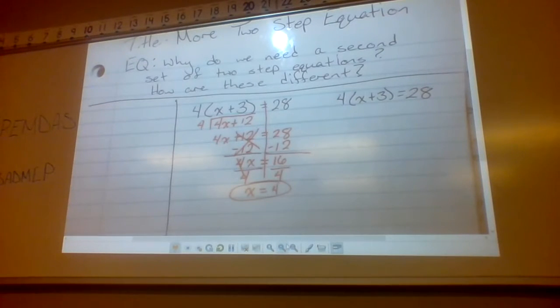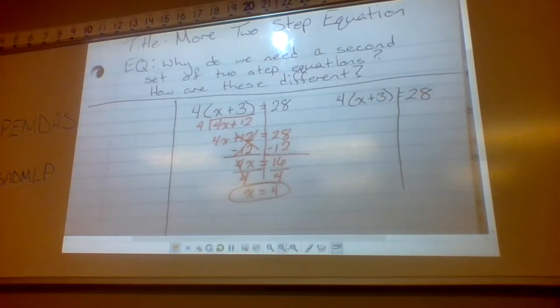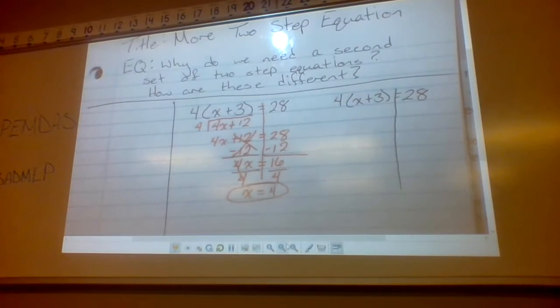All right, so I'm going to do the same thing. I'm going to draw my river or my wall or whatever you want to call it. And now I'm going to use SADMET. I won't even distribute. Because at SADMET, the P comes at the end. The parentheses, I'm going to leave until the end. So that's 4 times a sum.